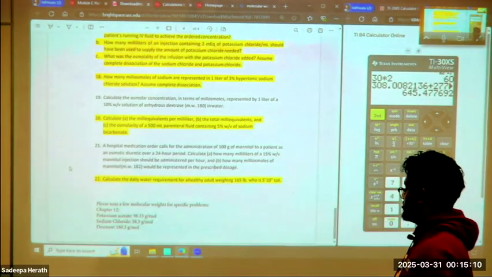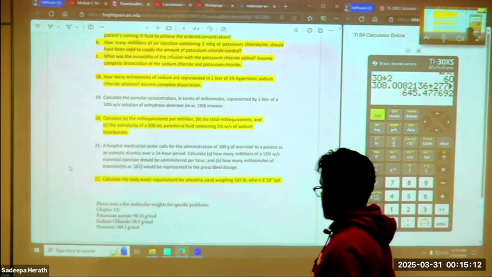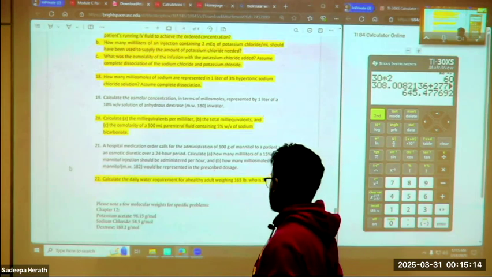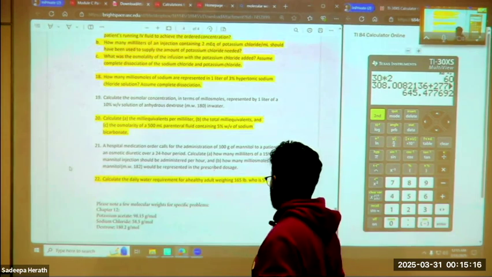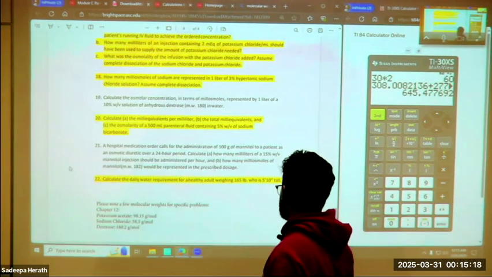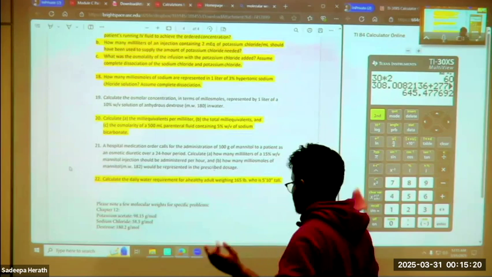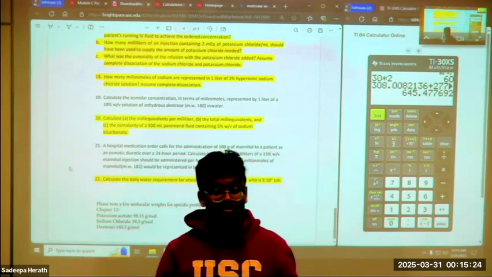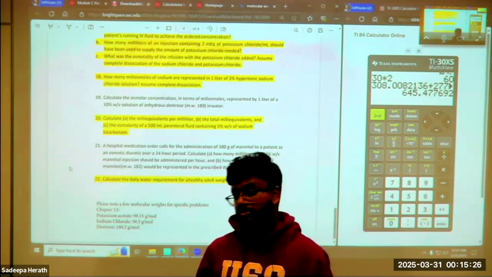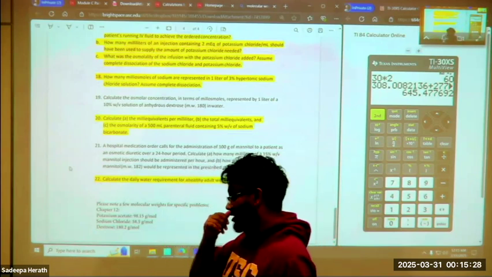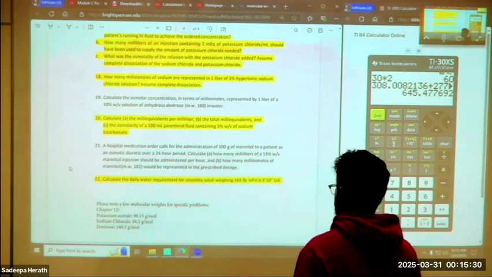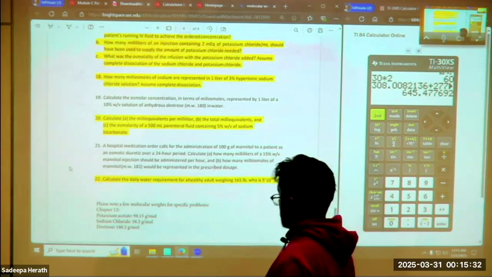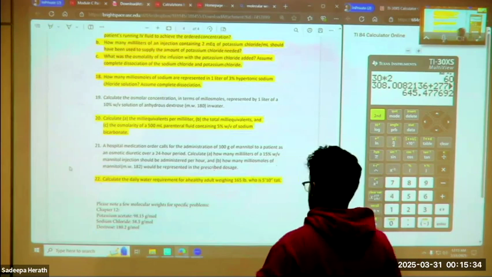Okay, so moving on to 22. Calculate the daily water requirement for a healthy adult weighing 165 pounds who is 5'10" tall. It's highlighted. It's probably going to be on the exam. I would go over it, right? I don't drink enough water per day, so it's probably important for me to do this anyways. So let's go over it real quick.